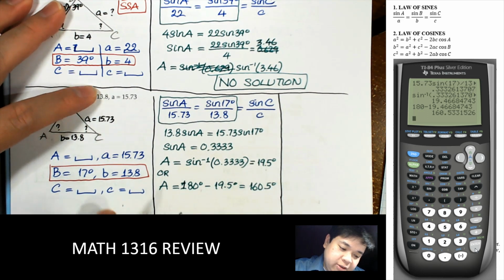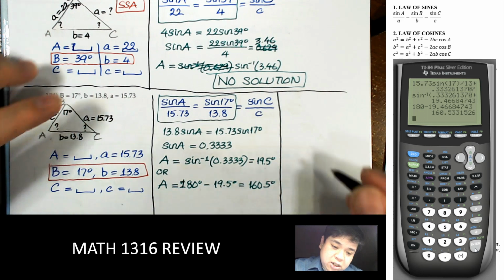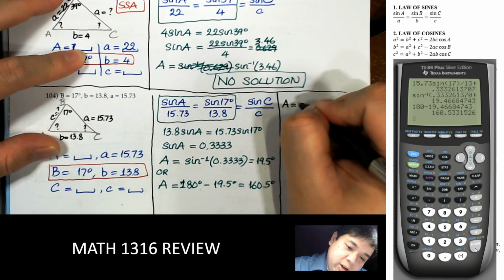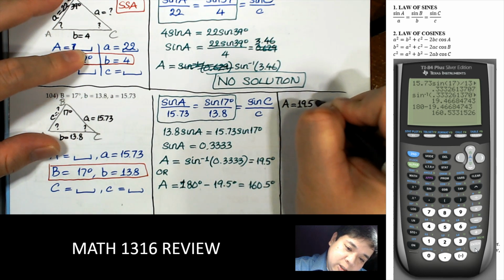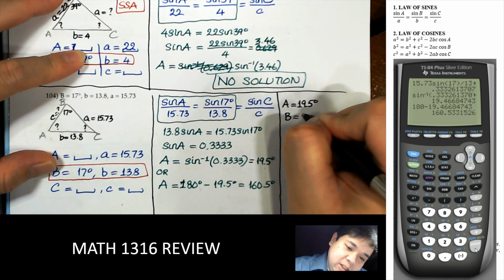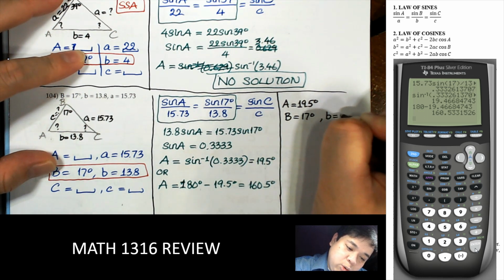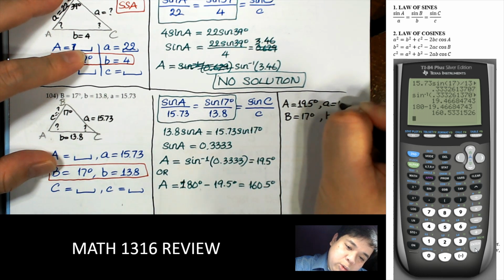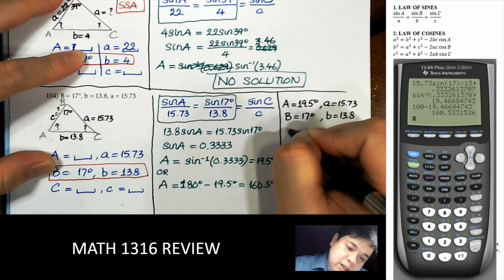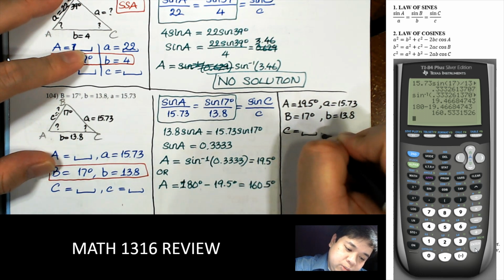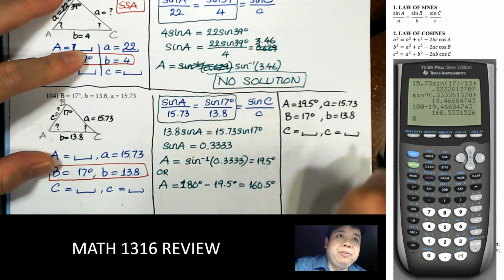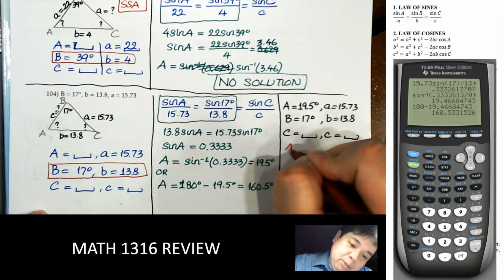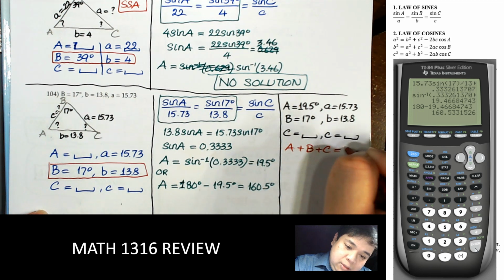The first one we have, of course, all this information, but the first one we have A is equal to, let's use 19.5, and B is always that 17, and little b is always 13.8, little a is 15.73, C still don't know, little c still don't know. Now we have two angles, we can find the third one easily. So again, A plus B plus C equal 180 degrees.